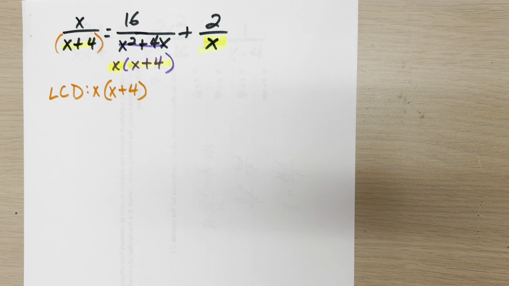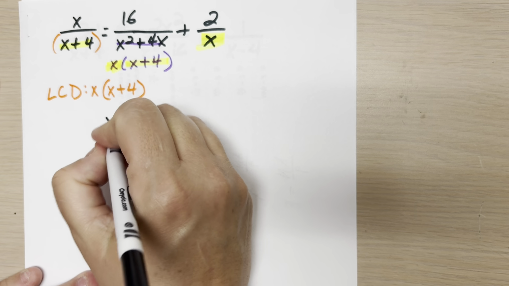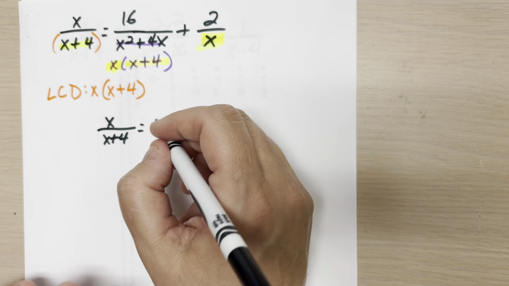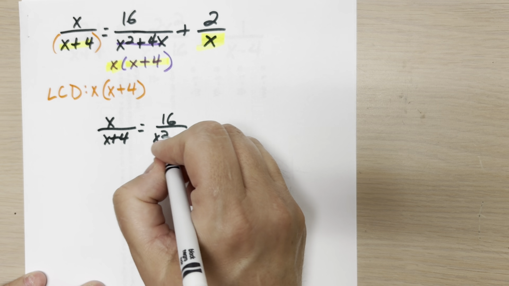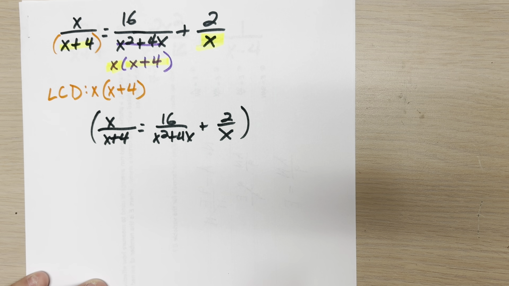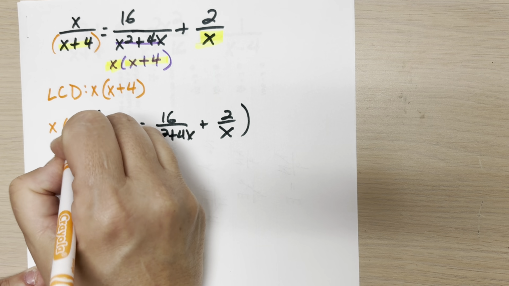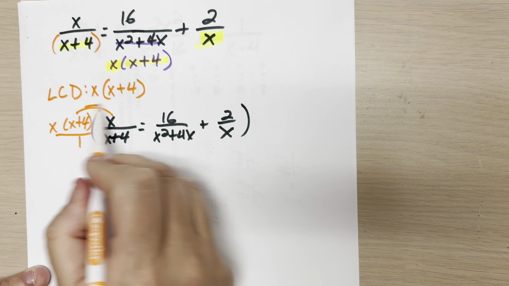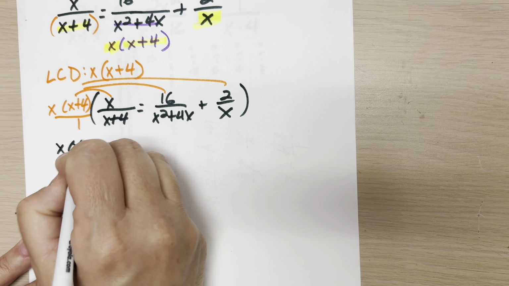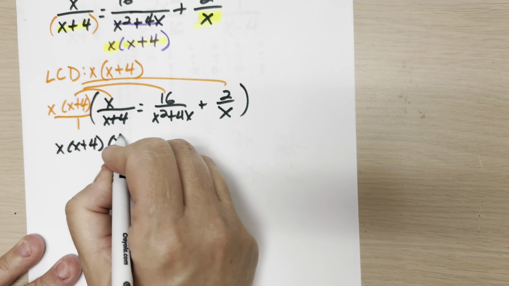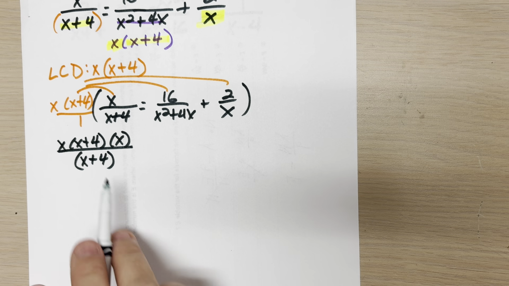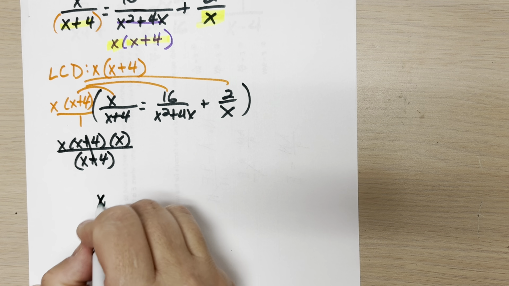I'm going to show you the long way to write this out. As you're doing these, you probably won't need to write as much, but I want to show you as we do this here, just so that you see the canceling that happens. I'm going to distribute that LCD, so I'm going to put it over 1, to all 3 terms of the equation. So I end up here with x plus 4 times the original x over 1 times x plus 4. You can see in this term, the x plus 4's go, and I'm left with x times x, x squared.